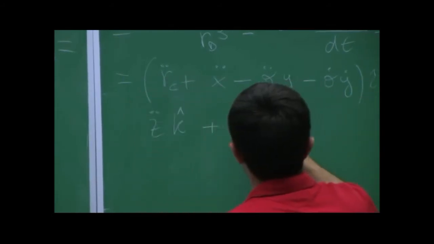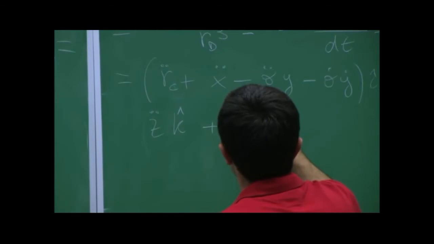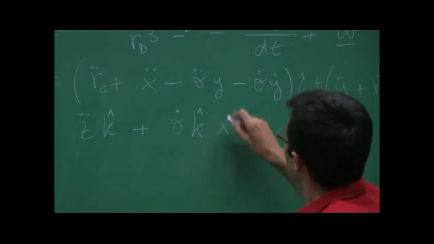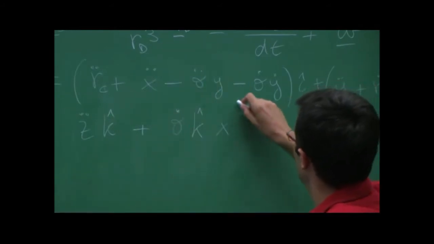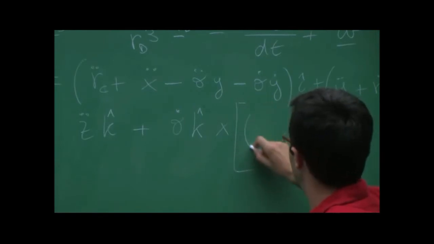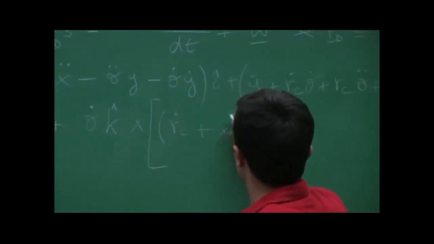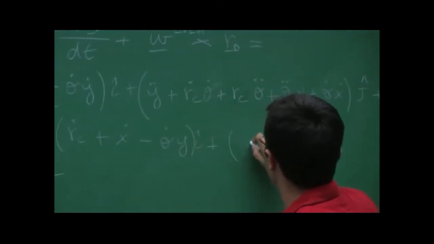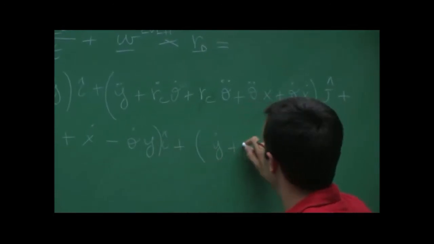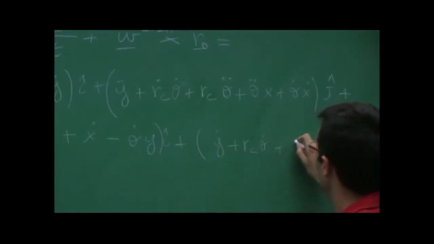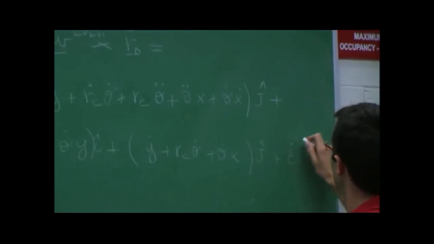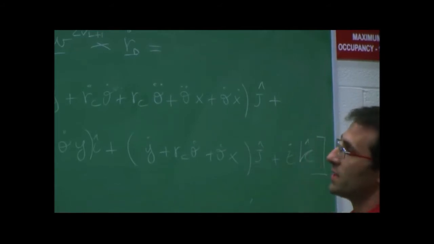And then I have to cross the same vector I had there, theta dot k, which is the angular velocity of that basis that is moving with the chief with respect to ECI, with this entire vector down here. All right? Theta dot y, I plus y dot plus rc theta dot plus theta dot x j plus z dot k. So that's what you have to do.